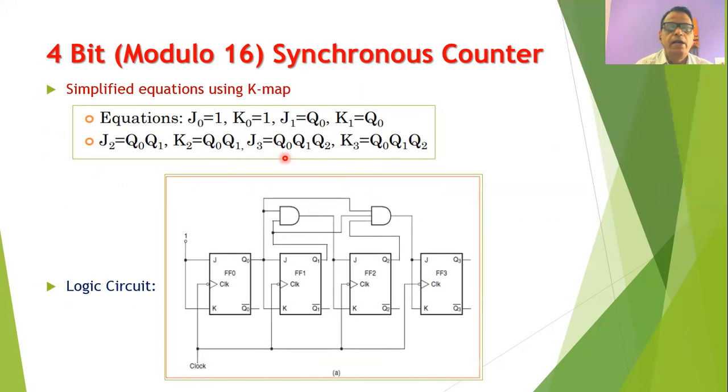And once you obtain such equations, then you can go for constructing the logic circuit. For the logic circuit, you will need 4 flip-flops where J0, K0 is connected to 1, J1, K1 is connected to Q0, J2, K2 is connected to Q0 into Q1, and J3, K3 is connected to Q0, Q1 into Q2. So here we will require 2 AND gates, and the clock terminal is made common. Also, the clear terminal is made common, and the preset terminal is to be kept open.